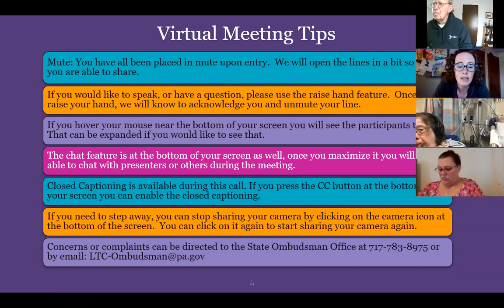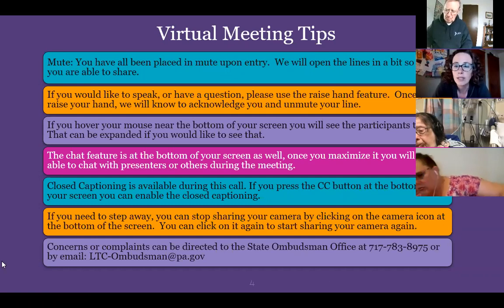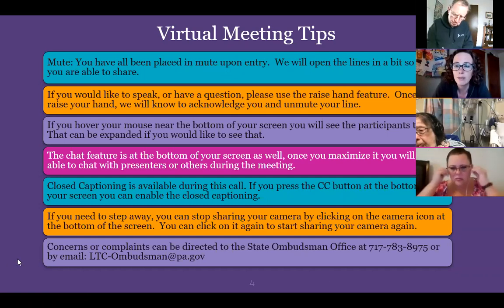Closed captioning is available during this call. If you press the CC button at the bottom of your screen, you'll be able to use the closed captioning. If you need to step away for any reason, we ask that you hit the stop sharing button on the camera icon, which is located at the bottom of your screen. You can click on that once you come back to the computer. Any concerns or complaints can be directed to the State Ombudsman's Office at 717-783-8975, or you can email us at ltc-ombudsman@pa.gov.